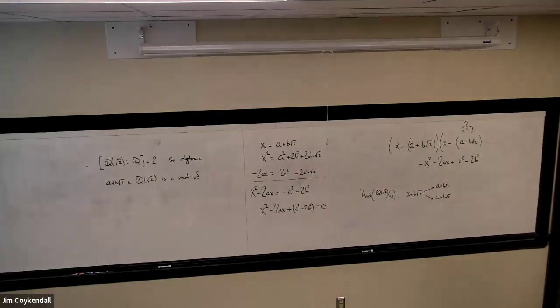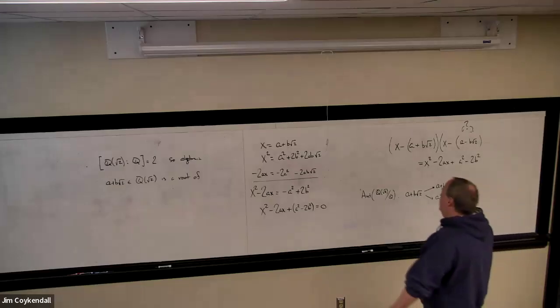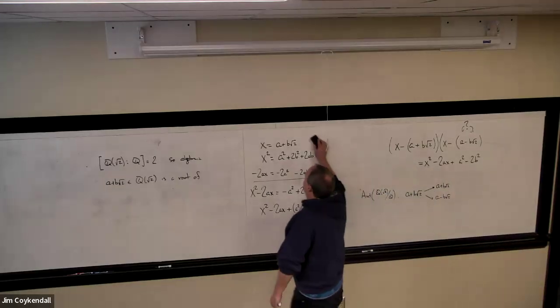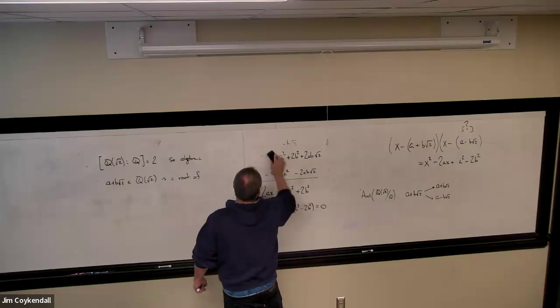If there's a bigger polynomial that a plus b square root two is a root of, you just take whatever the smallest degree is. Here's kind of an interesting thing. So let me prove the following. This can be kind of a fun thing to prove.